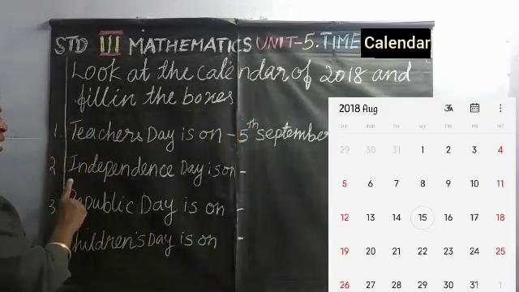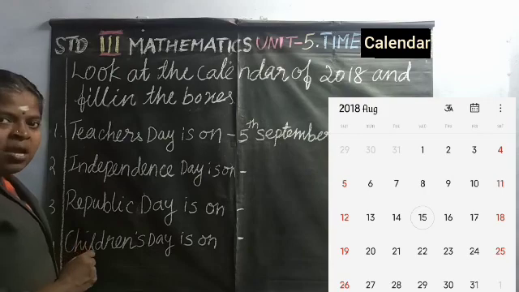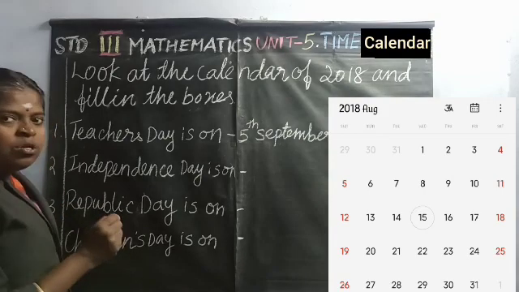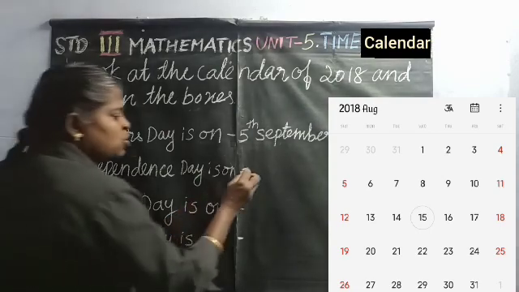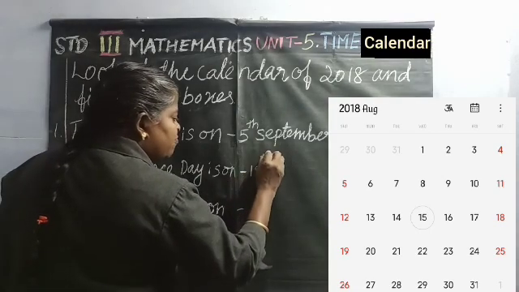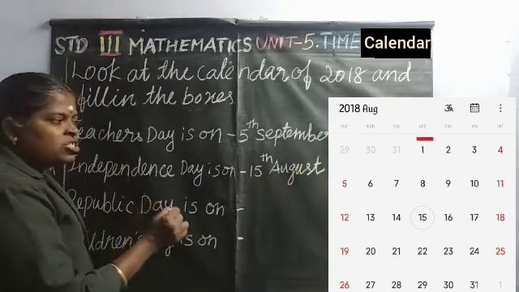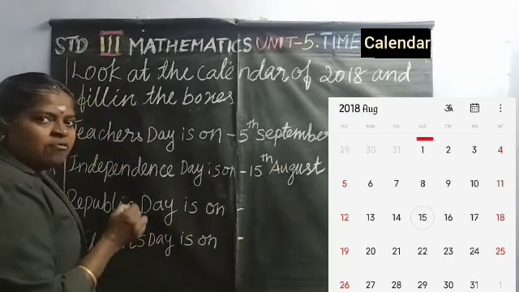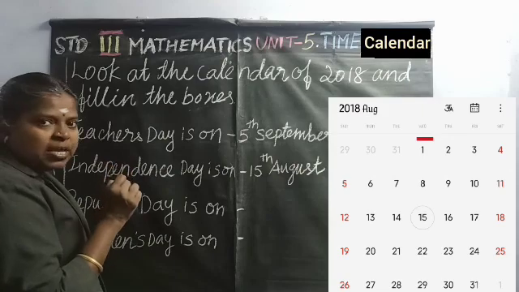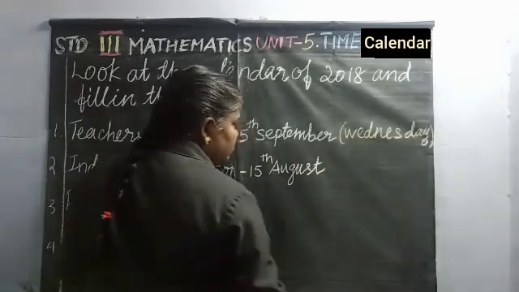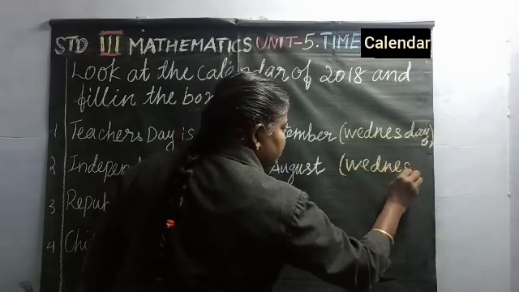Next one, Independence Day. When is Independence Day? Independence Day is on 15th August. So first we can write 15th August. Which day does 15th August occur? 15th August occurs on Wednesday in the 2018 calendar. So 15th August is Wednesday.